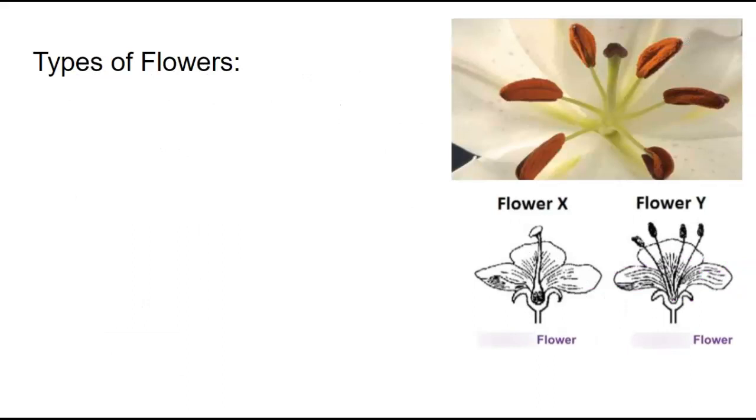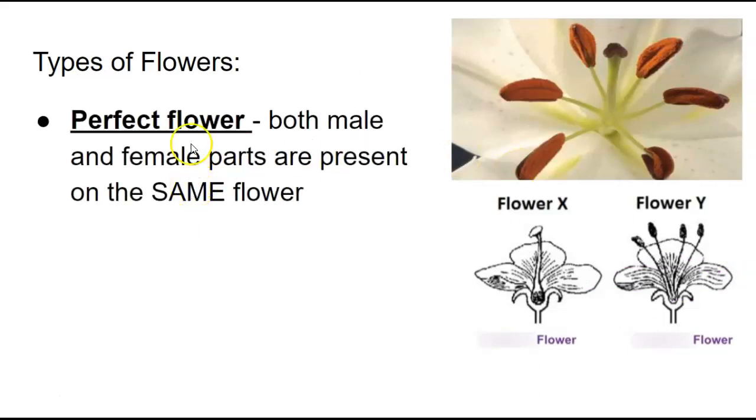So we have different types of flowers. We have flowers that are perfect. And we don't mean like, oh, they're picture perfect. We mean they have both male and female parts on the same flower. This lily is an example. We see the female part here, the pistil, and then we see the stamens on the outside.